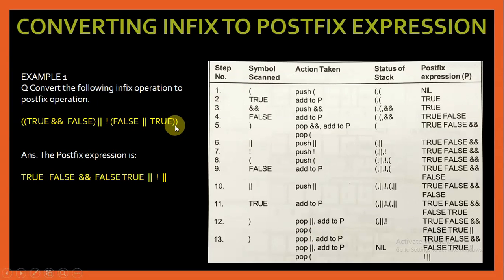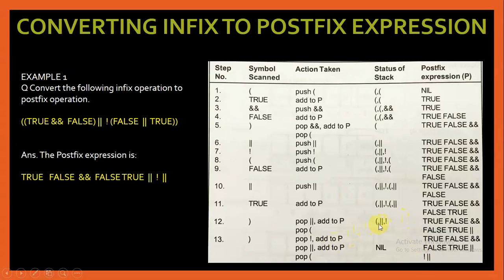Again we have encountered one more right parenthesis. So again we will start popping the operators from the stack until the left parenthesis is encountered. So this is the top of the stack. So we will first pop NOT operator and add it to P. So you can see here this has been added here.